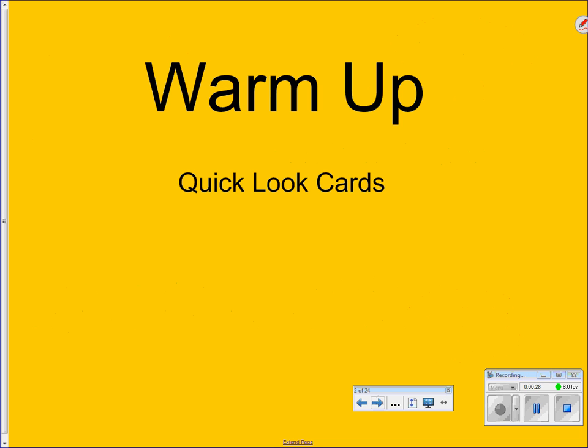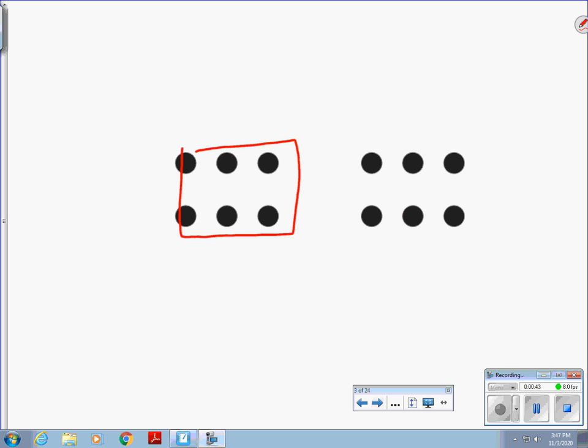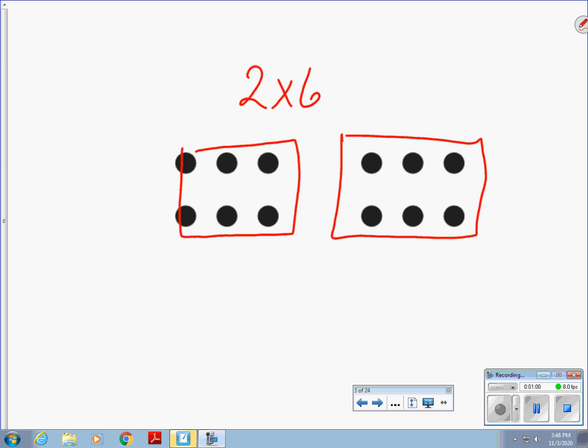So let's get started. We'll start out with our quick look cards to give us a warm up. Okay, and our first one here we're going to look at, on our first one, we have two groups here, and we have 6 in each group. So we would have 2 times 6 would equal 12, okay?